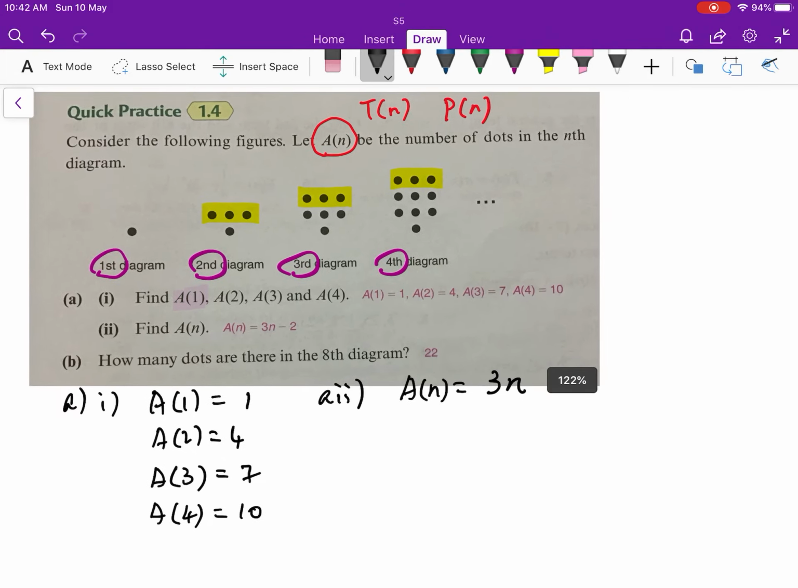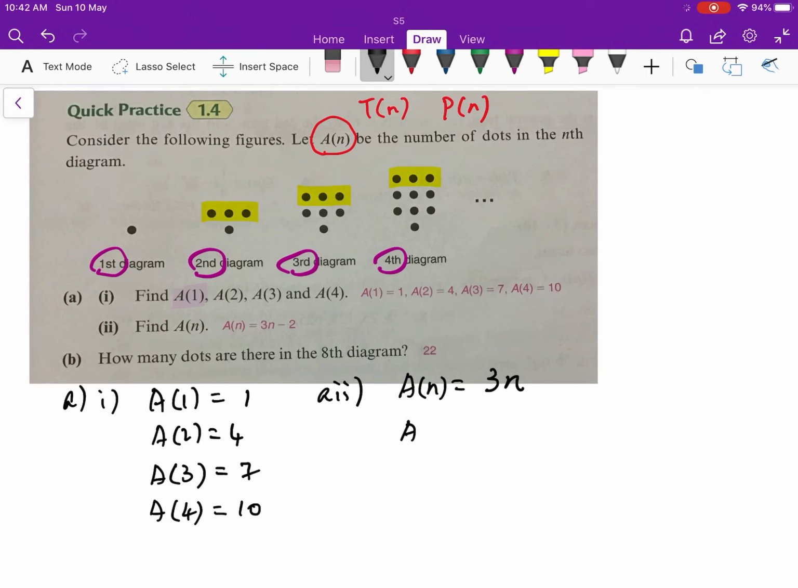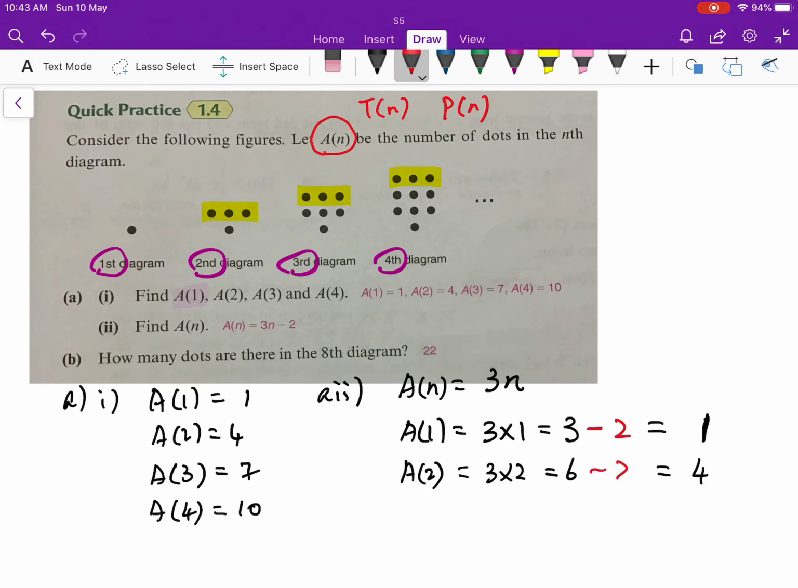Then let's test it. If this is 3n, let's try A1, that means 3 times 1. But 3 times 1 is 3, and our answer is 1. It's not equal, right? What can I do to become 1? Maybe I minus 2. So let's try A2 again. 3 times 2 is 6, but 6 is not equal to 4. What can we do? We can also minus 2.